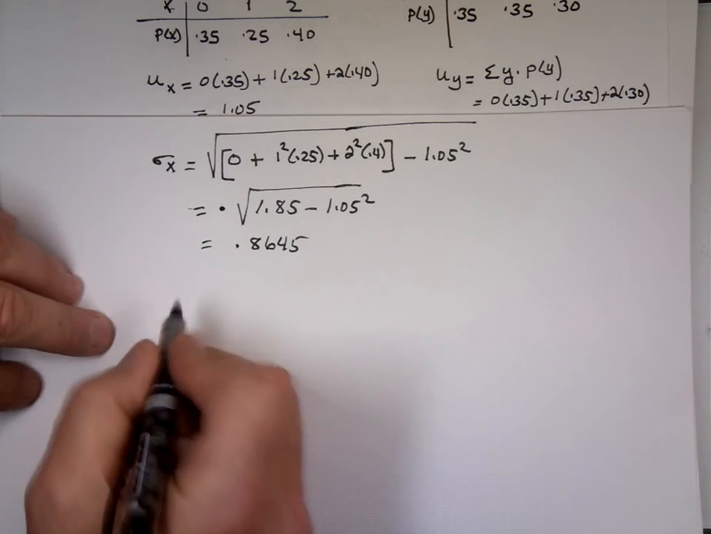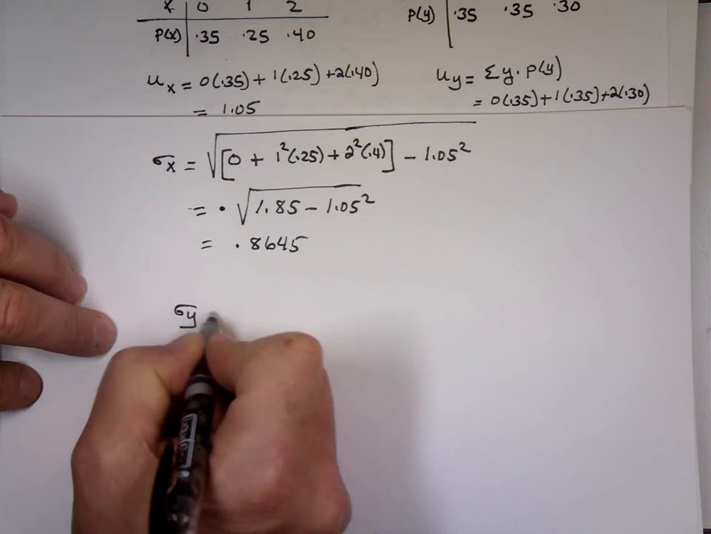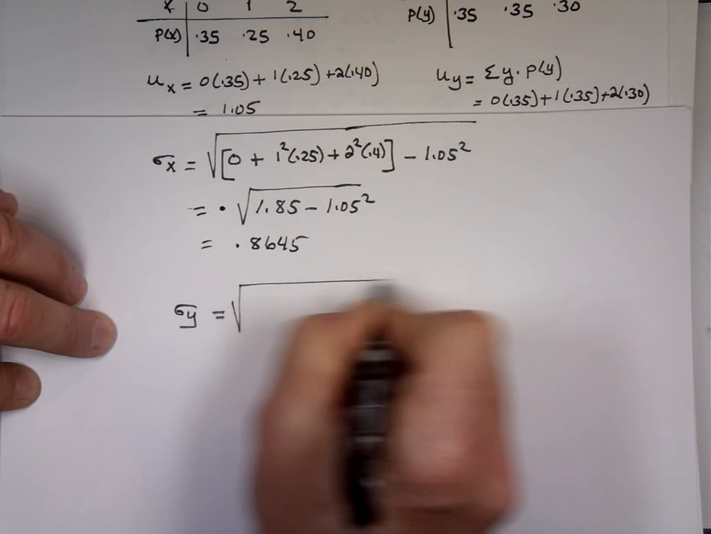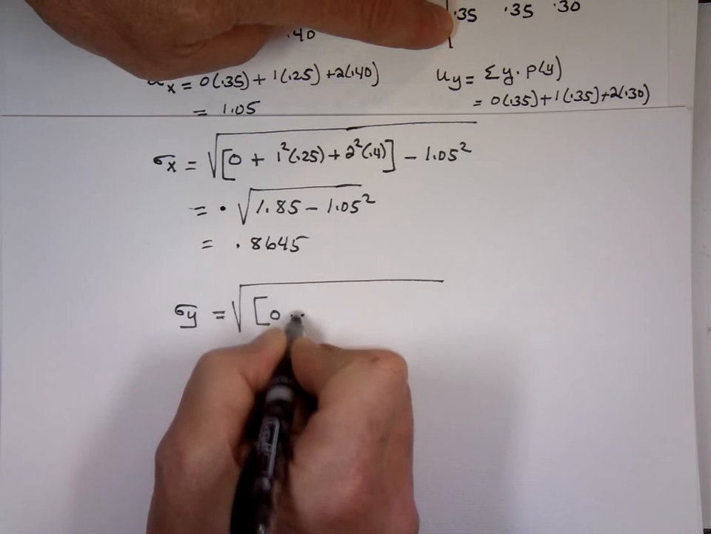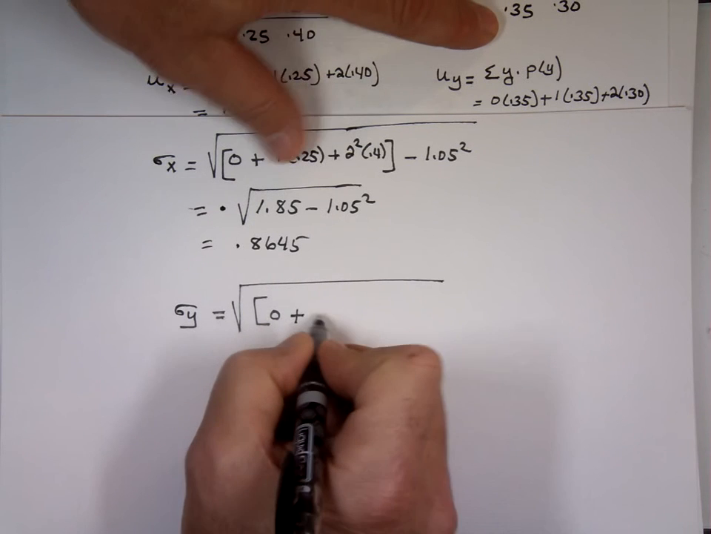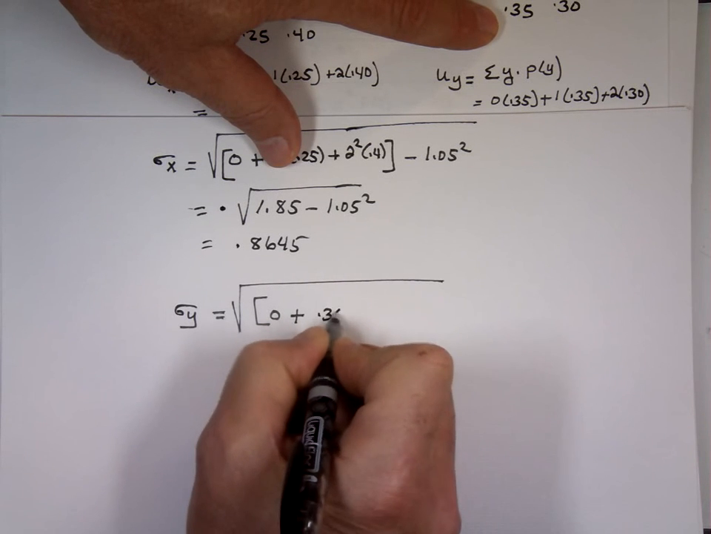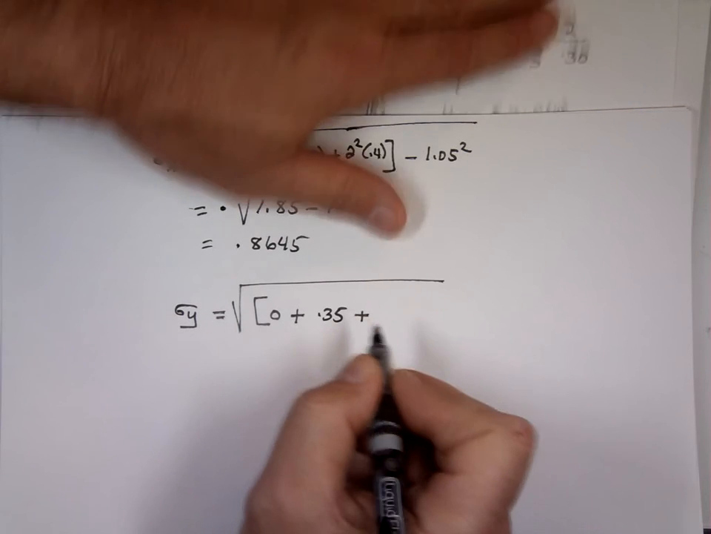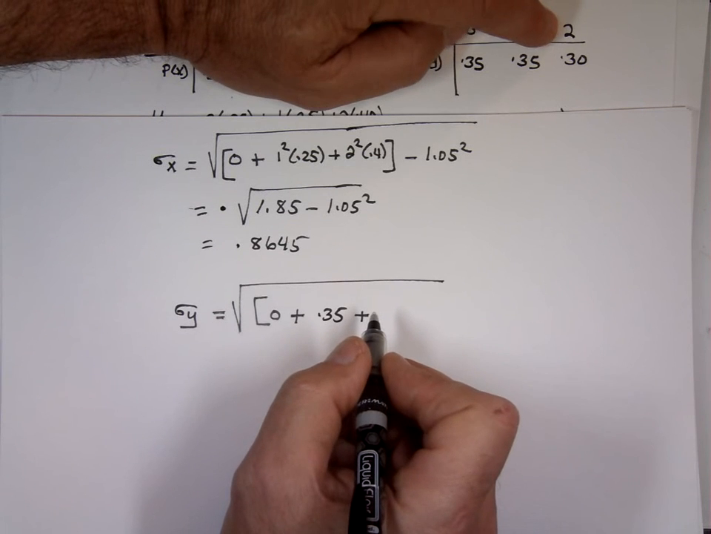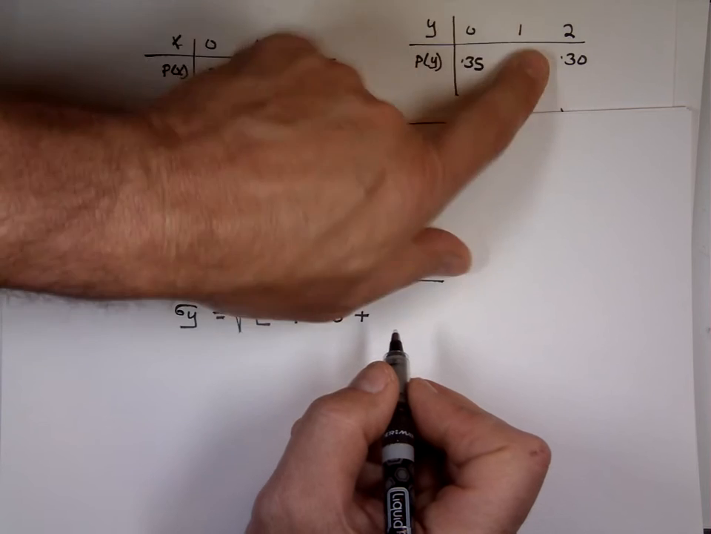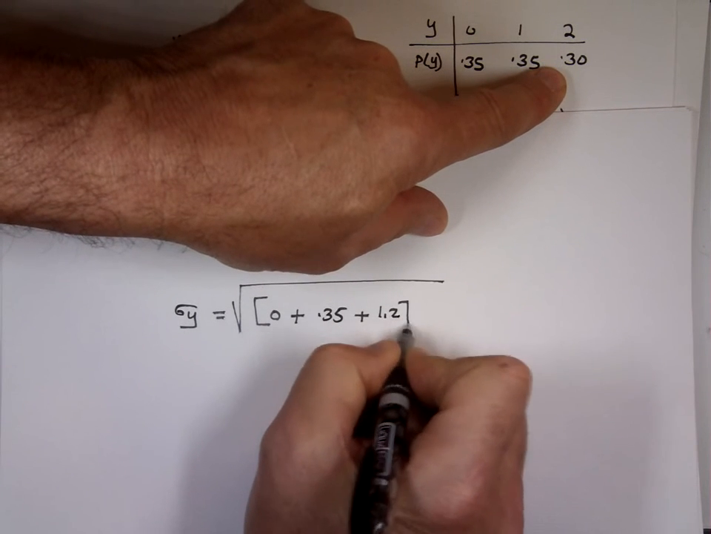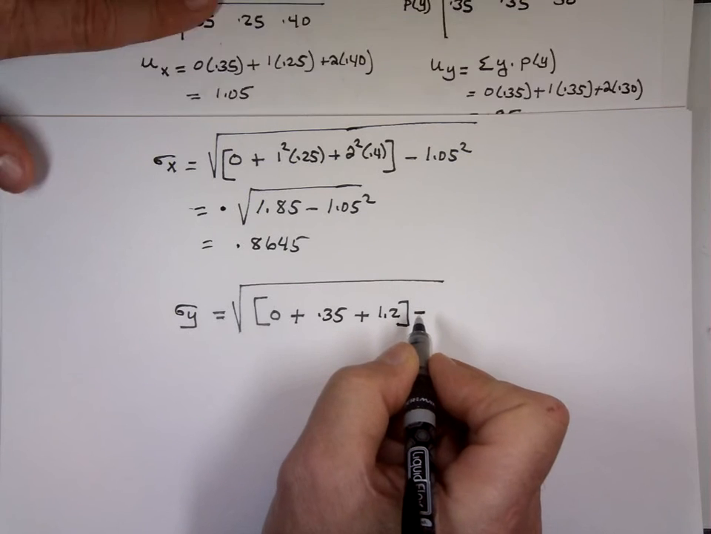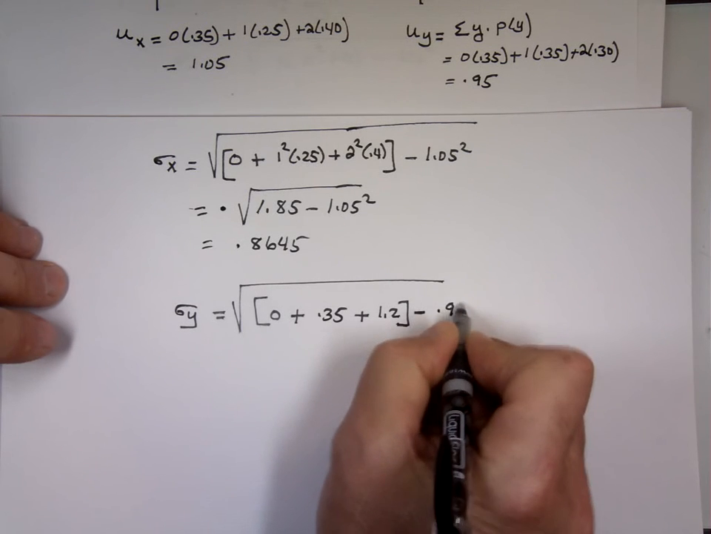Can I get sigma y? Square root of 0 squared times 0.35, that's 0. 1 times 0.35, that's 0.35. You square the 1, still 1. Square the 2, which is 4. 4 times 0.3. What's 4 times 0.3? Is that 1.2? Minus 0.95 squared.